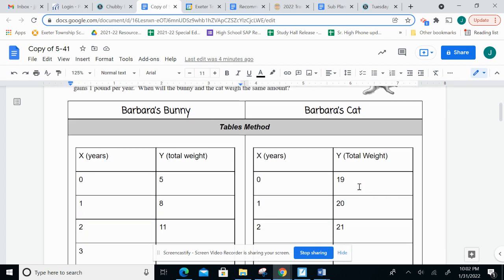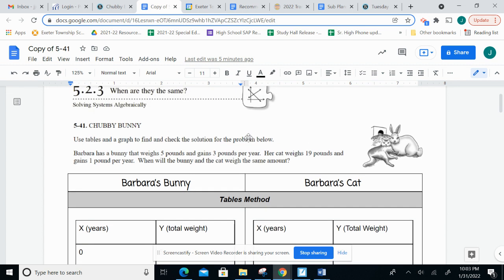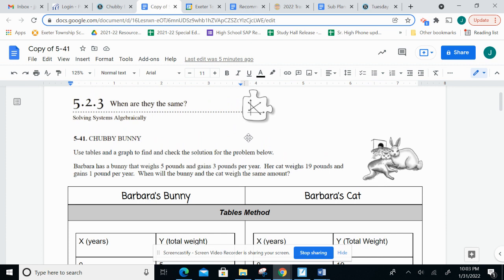All right, so let's get moving. I don't want to make this too long. So let's talk about the bunny and the cat. Bunny and the cat each have their own starting value, their own growth. Basically, the bunny starts weighing less but gains more every year. The cat starts with more weight and gains less every year. So the bunny will eventually catch up to the cat.